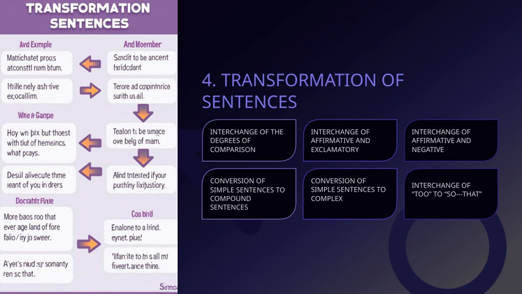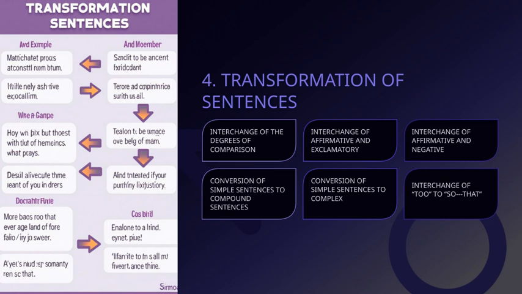Next, converting simple sentences into compound sentences is a key skill. This involves joining two related ideas with coordinating conjunctions like and, but, or, making our writing more cohesive and flowing smoothly. We also explore the interchange of affirmative and exclamatory sentences. This allows us to express enthusiasm or surprise, transforming a simple statement into an exclamation, which adds emotional impact.